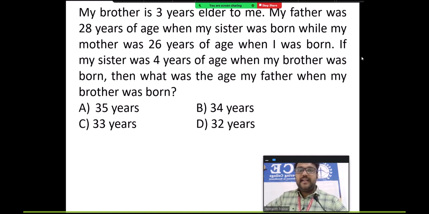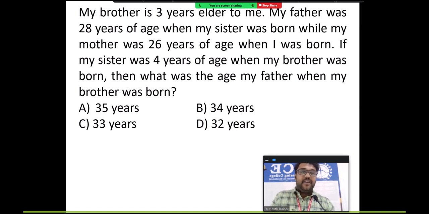In this question they said that my brother is 3 years elder to me. My father was 28 years of age at the time of my sister's birth, and my mother's age was 26 at the time of my birth. If my sister was 4 years of age at the time of my brother's birth, what was the age of my father at the time of my brother's birth? Right. So this is differently linked. Okay, related to ages, some puzzle type tricky question. It's not directly that we can say some equations and all. It's a concept they have given. Okay, father, brother, sister, and yourself. So nice family, right?